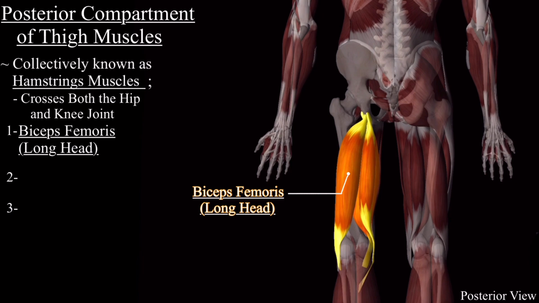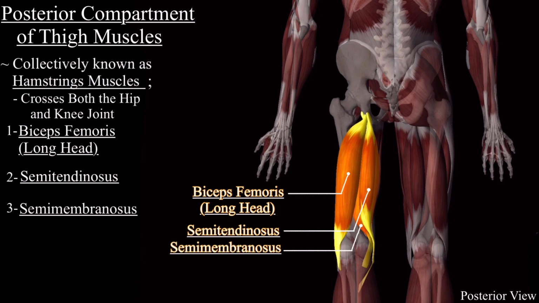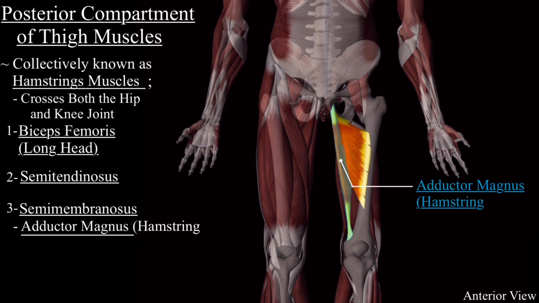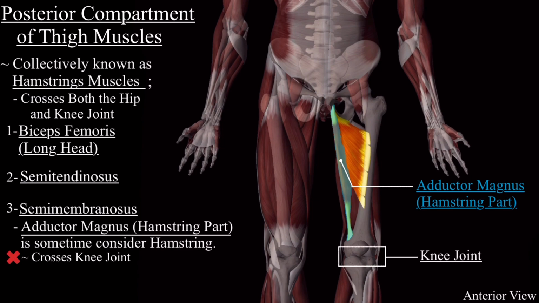head of the biceps femoris muscle, semitendinosus muscle, and semimembranosus muscle. The hamstring part of adductor magnus muscle is sometimes considered a part of the hamstring muscle. Since it does not cross the knee joint, that's why it is not a true hamstring muscle.